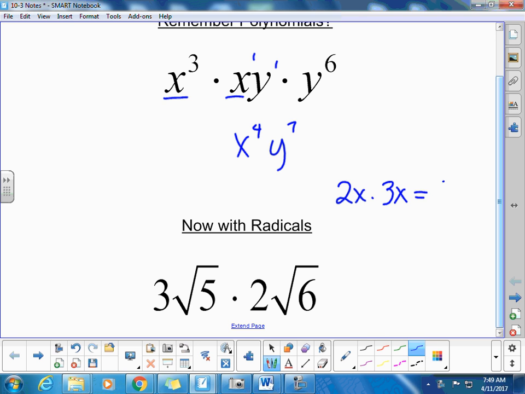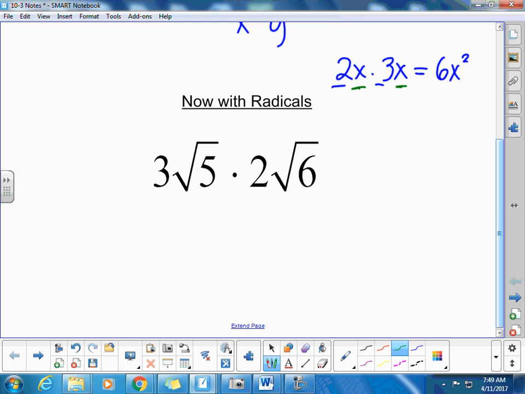Now with radicals, when you look at those, kind of like when you have 2x times 3x, I can do that right: 6 and x squared. I multiply the numbers together, and then I multiply the variables together. It's kind of like that where you multiply the numbers or the coefficients together, so 3 times 2. And remember, multiplication can be done in any order, so it's fine. And then I'm going to multiply my radicals together.